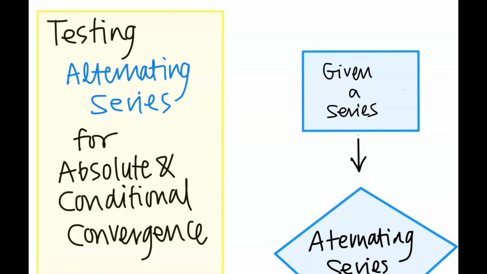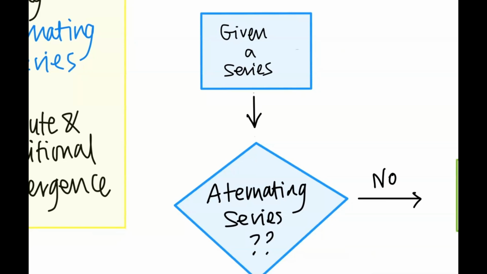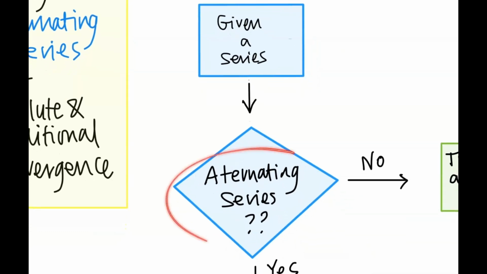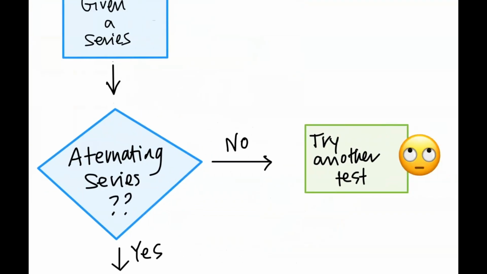Okay, so now we're going to go through a plan for testing alternating series for absolute and conditional convergence. First of all, somebody hands us a series and asks us to determine whether it's convergent or divergent. We look at it and ask, is it an alternating series? If it's not, then the alternating series test is not going to work, so we have to try a different test. It could be one of the comparison tests, either direct or limit, or maybe the ratio test. Or maybe we notice that it's a geometric series or a p-series, or maybe the divergence test right off the bat tells us that the series diverges.